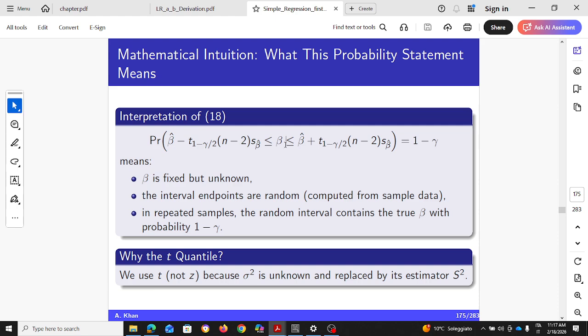The value of beta here is fixed but unknown. We have to calculate this. These are the two endpoints of our interval, which we calculated from our data. But keep in mind, we cannot build the confidence interval from a single experiment. We do multiple experiments, and each time we estimate beta and then build this confidence interval, so that the majority of the time our estimate of beta lies in this interval.